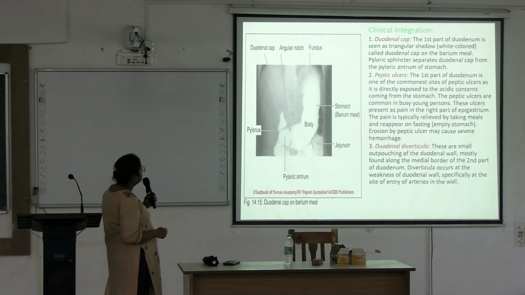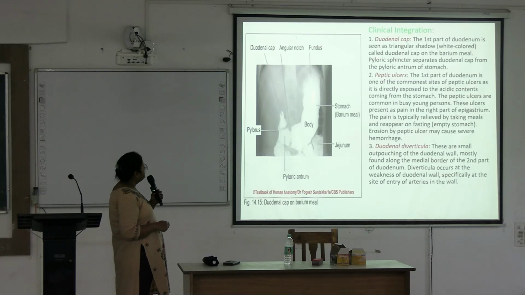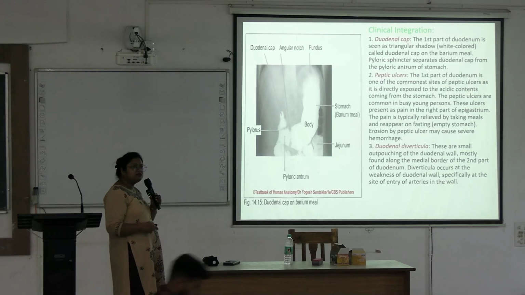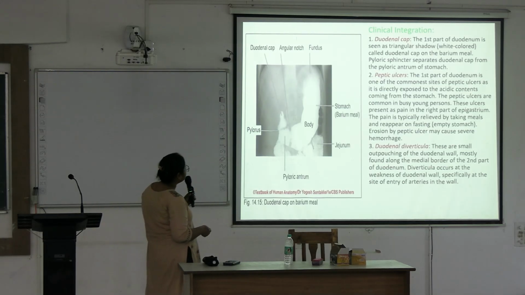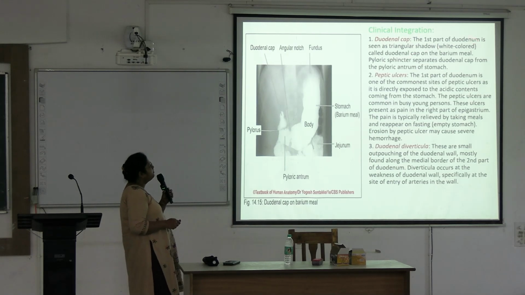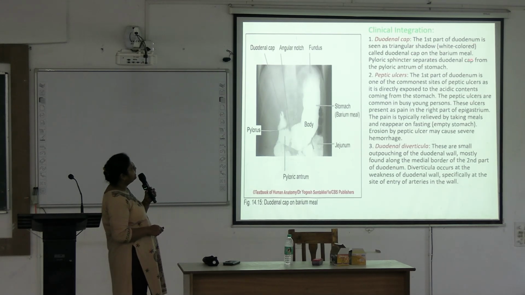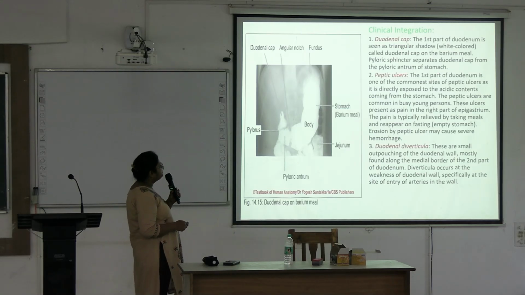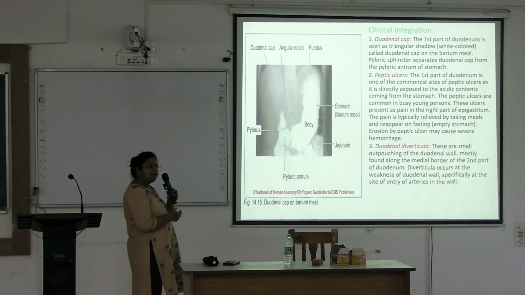Duodenal cap. Okay, this is a barium swallow X-ray. This is the stomach, body of stomach, pyloric end of the stomach, and this part is the first part of the duodenum, forming the duodenal cap. It looks like a cap, that's why the name duodenal cap is given. The first part of the duodenum is seen as a triangular white shadow, called the duodenal cap on barium meal, and the pyloric sphincter separates the duodenal cap from the pyloric antrum of the stomach. Here, this black line represents the pyloric sphincter.